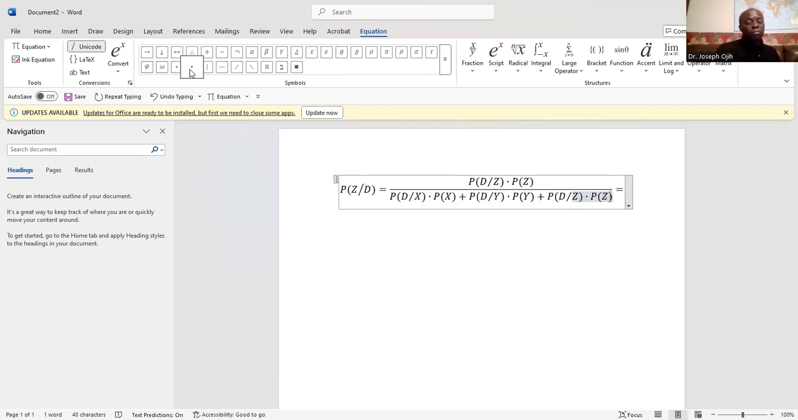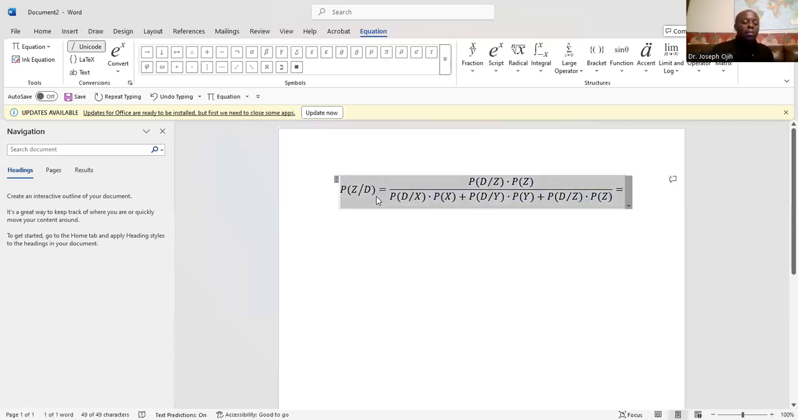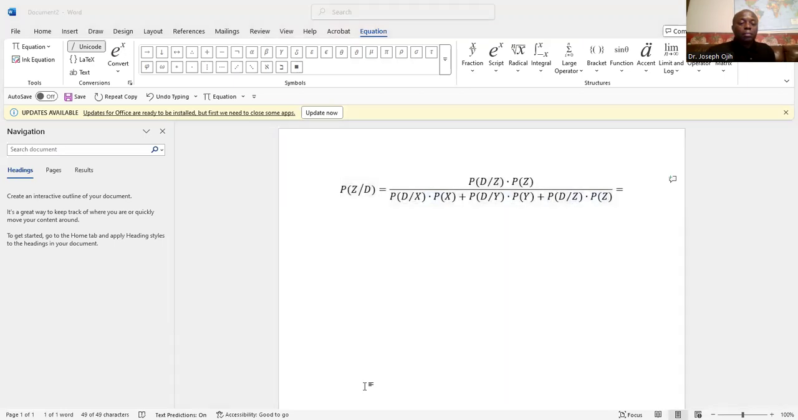Now, if you start with factor Z in the denominator, the numerator must still be defective given factor Z times probability of factor Z. You can write this one first before the other one, but it's better to go according to the order. So that's the formula we need. I'm going to copy it and paste it in the memo book.